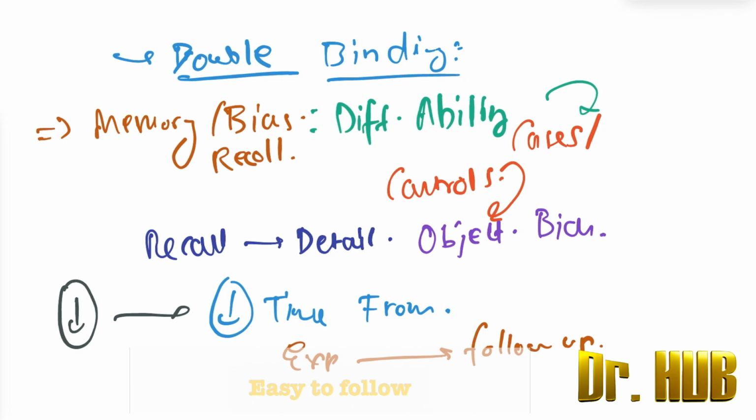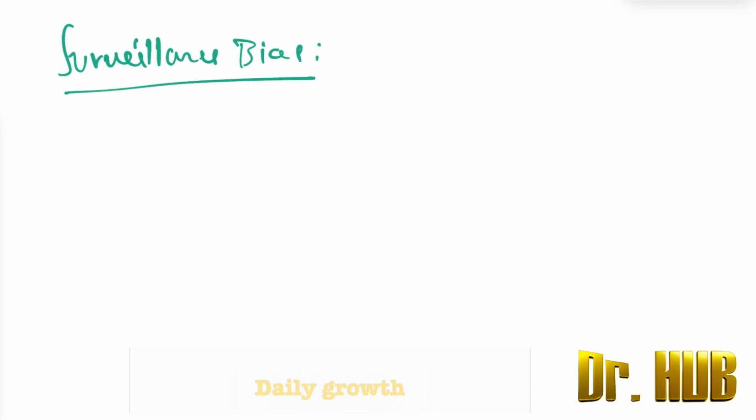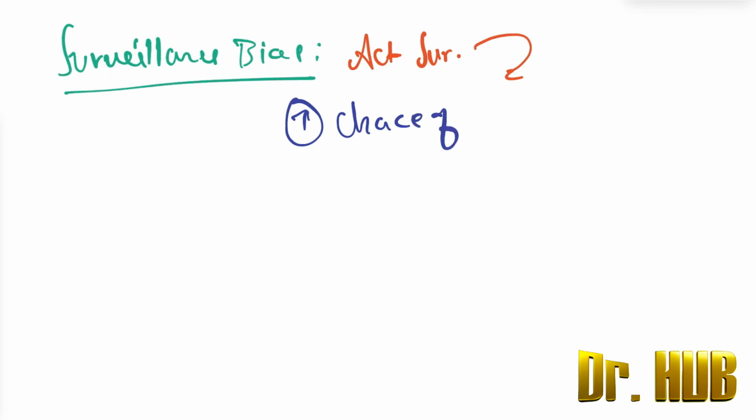Next, we move on to something known as surveillance bias. What is surveillance bias? It means that there is active surveillance, and this leads to an increase in the chance of identifying the event.